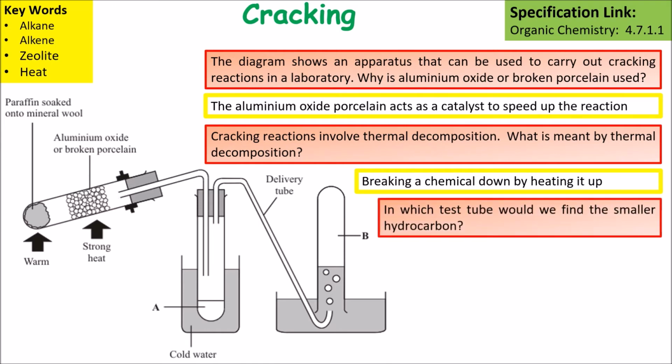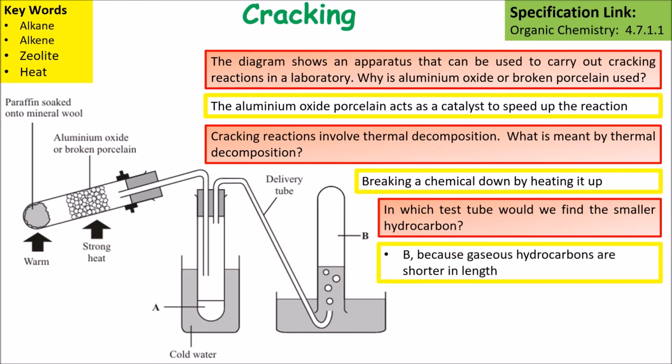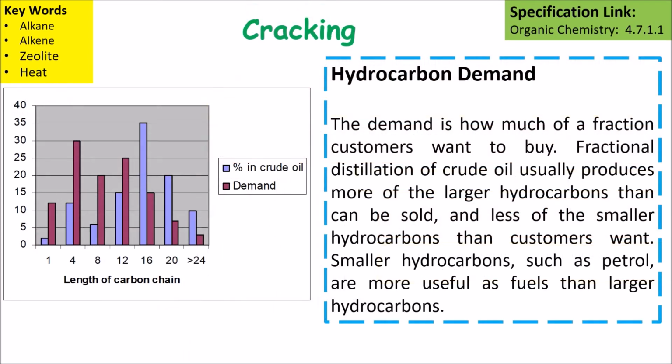In which test tube would we find the smaller hydrocarbon molecules? That would be test tube B, because the gaseous hydrocarbons are shorter in length. The demand is how much of a fraction customers want to buy. Fractional distillation of crude oil usually produces more of the larger hydrocarbons than can be sold and less of the smaller hydrocarbons that customers want. So smaller hydrocarbons such as petrol are more useful as fuels than larger hydrocarbons are.